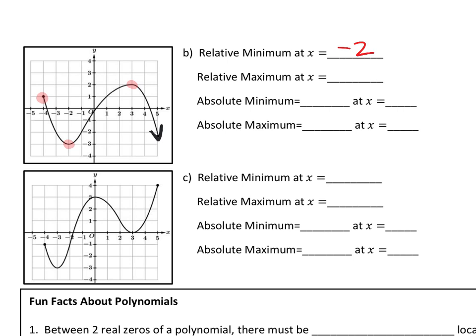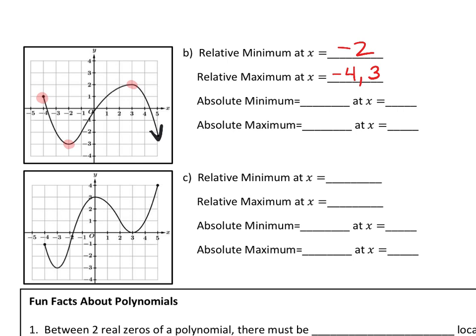-2. Maximums, or relative maximums, happen at hills or at endpoints potentially. There are 2 relative maximums here. The endpoint -4 and then the hill at 3 are both of our relative maximums.